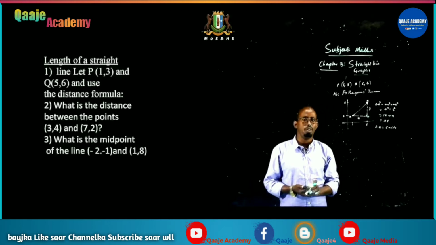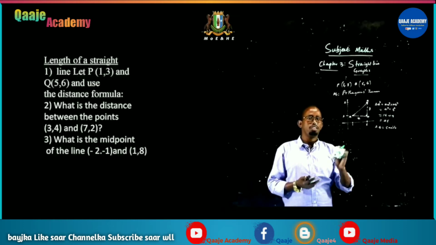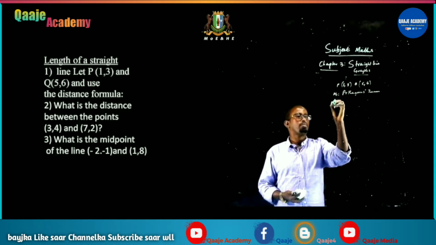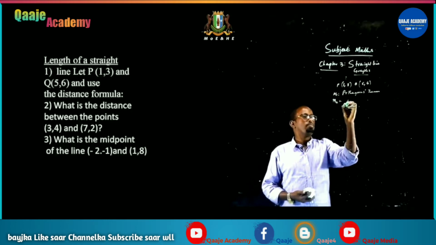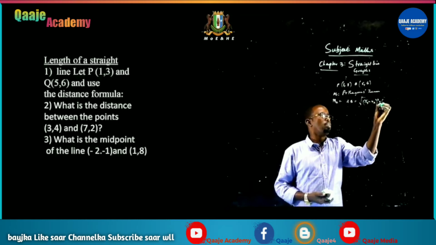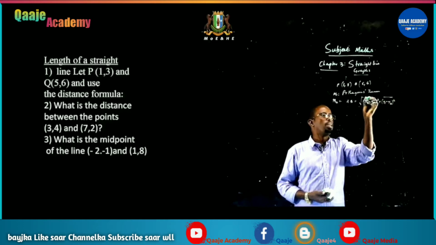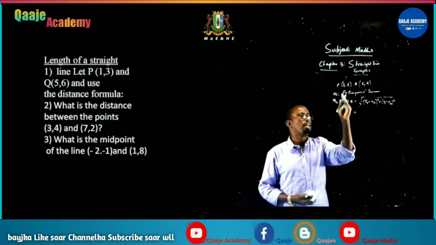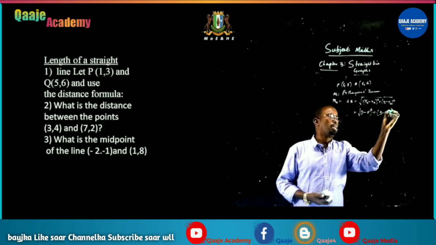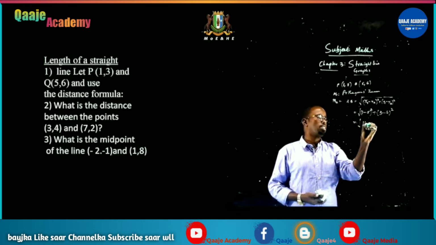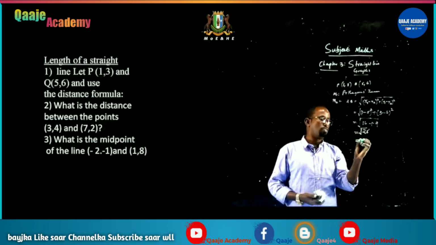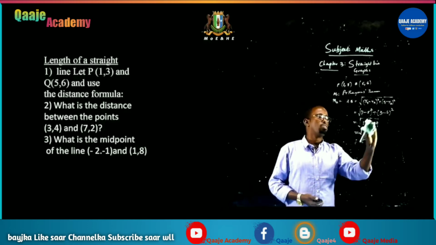What is the distance between the points (3, 4) and (7, 2)? Before that, let me show you the second method. Method 2 is the length formula. So AB will be equal to root of (x1 minus x2) squared plus (y1 minus y2) squared. You can start with either x2 or x1, it is the same. So we have 1 minus 5 squared, and then 3 minus 6 squared. You get negative 4 squared, you get 16. Negative 3 squared, you get 9. So you get 25, and then the square root of 25 is 5. So that is the second method.